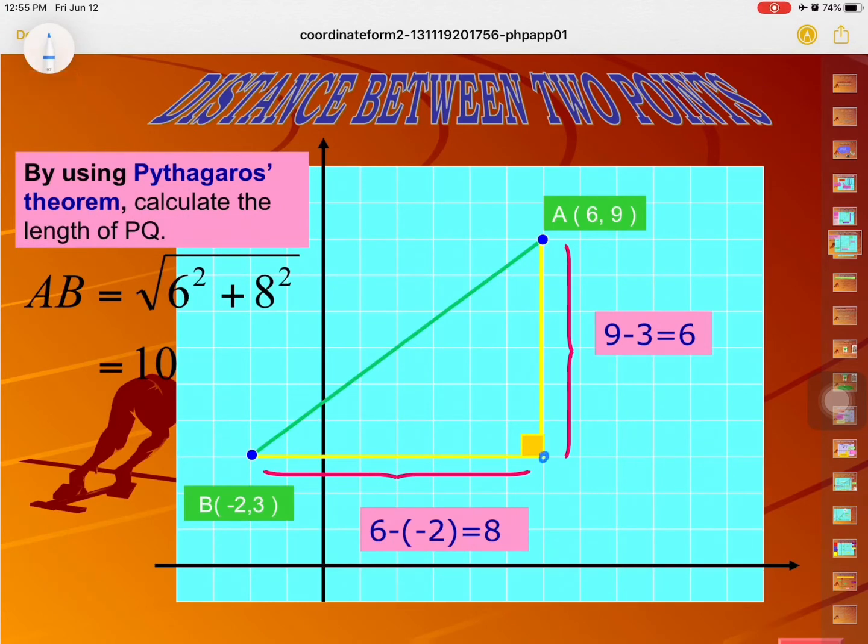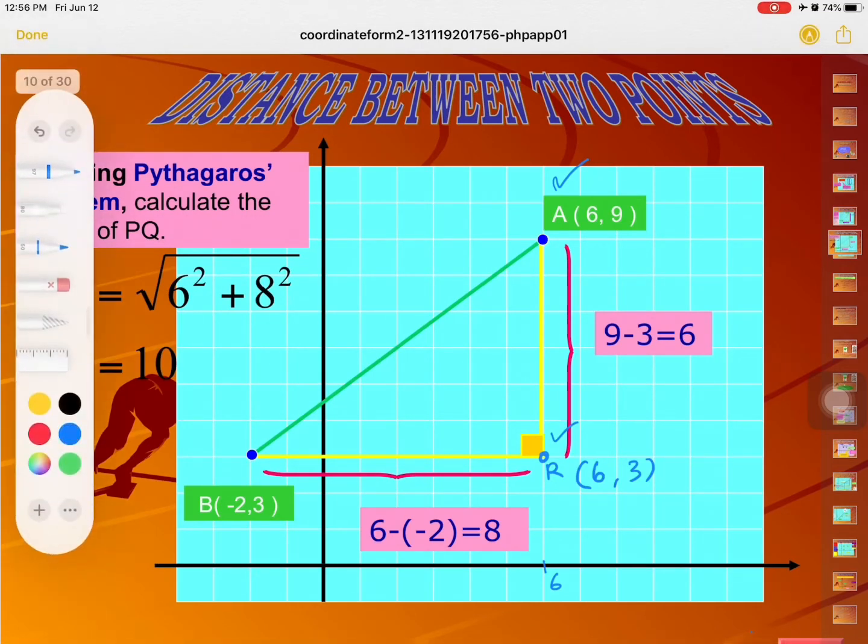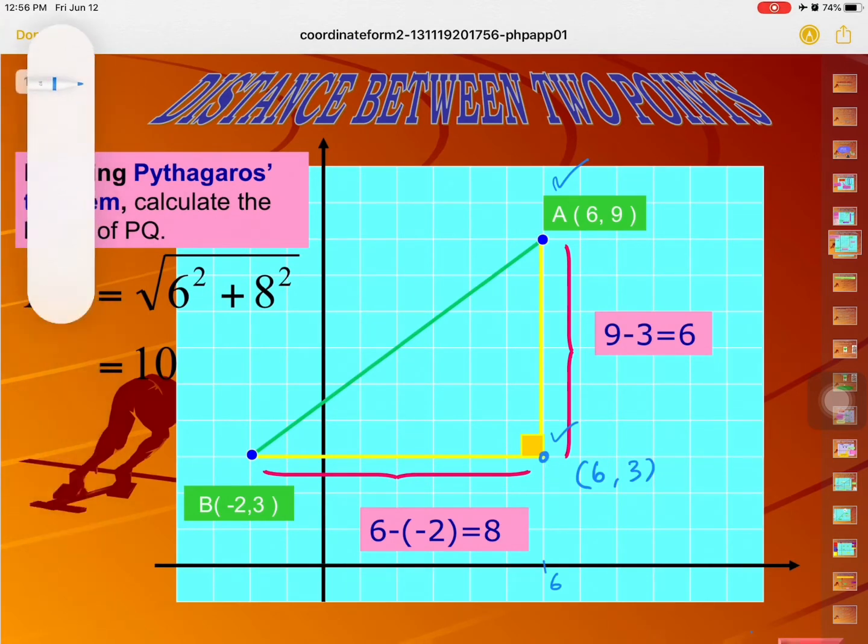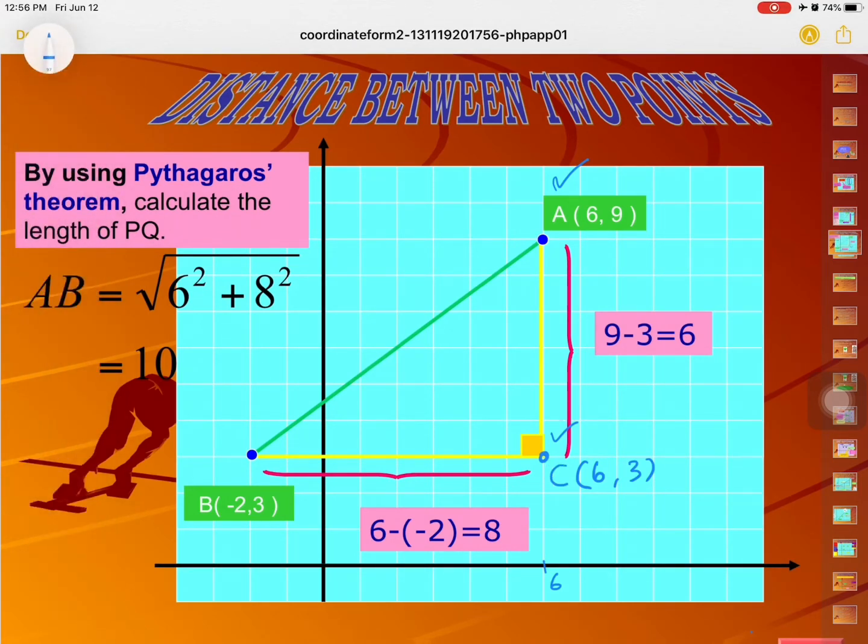Okay, just now we have our R. In this case, our coordinate R is 6, 3, right? Why is it 6, 3? Because A and R share the same X. Okay, I need to change this to C. Okay, C is 6, and because this is the origin, so this is 3. They are sharing the same common Y.